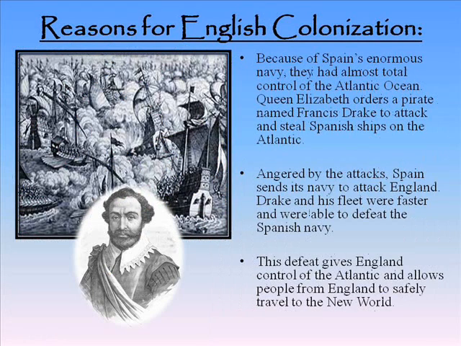And a final major reason is because of Spain's enormous navy, also known as the Spanish Armada. They had almost total control of the Atlantic Ocean. Queen Elizabeth orders a pirate named Francis Drake to attack and steal Spanish ships on the Atlantic. Angered by these attacks, Spain sends its navy to attack. And Drake and his fleet were much faster, so they were able to defeat the Spanish navy. And this defeat gives England control of the Atlantic and allows people from England to safely travel to the New World.